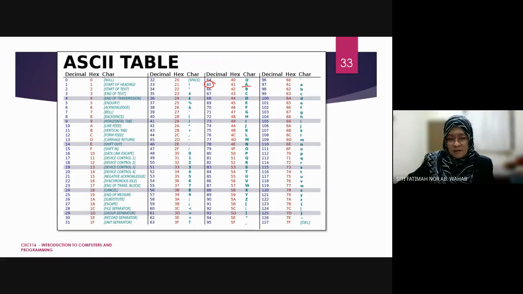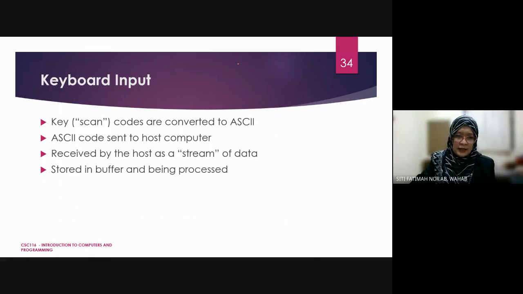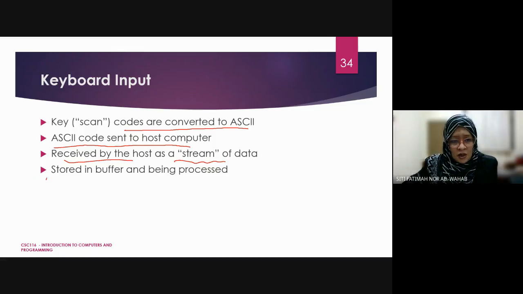Okay, the ASCII code for the character A is 65 in decimal, 41 in hexa. So you can search this ASCII table in your Google. Then keyboard input: keys will produce scan codes. The codes will be converted to ASCII, and then the ASCII code will be sent to the host computer, and it will be received by the host as a stream of data. And then it will be stored in the buffer and will be processed.